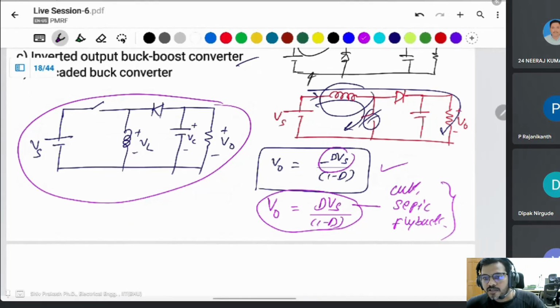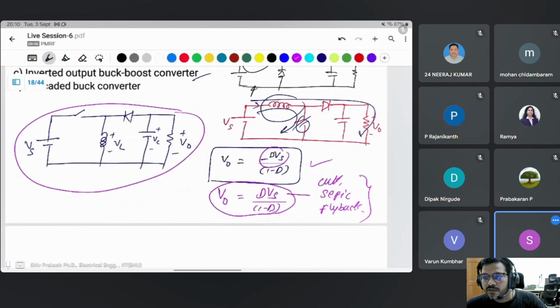Yes, someone is asking something. How does the inverted buck boost converter differ from the buck boost converter? It is the same. The non-inverted buck boost converters are different converters, known as the Cuk converter, SEPIC converter, and flyback converter, where there is no negative in the output voltage.